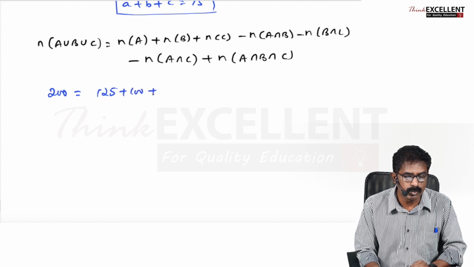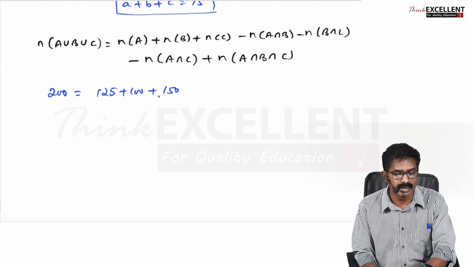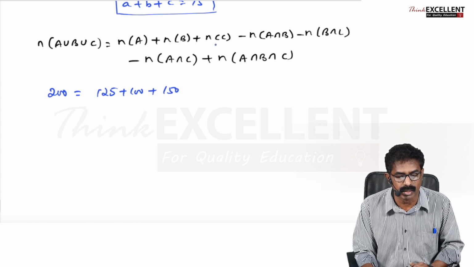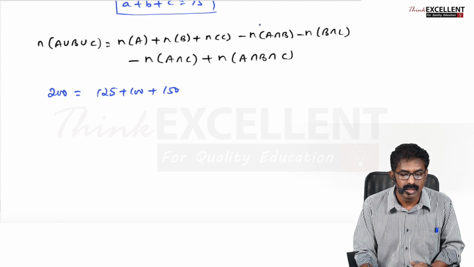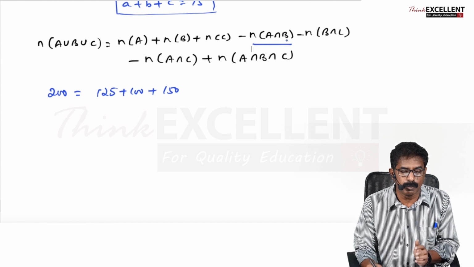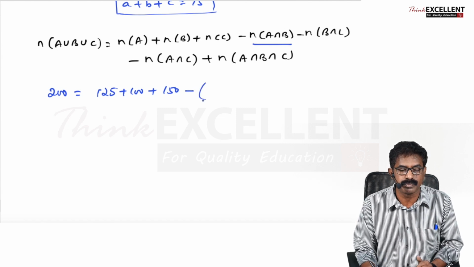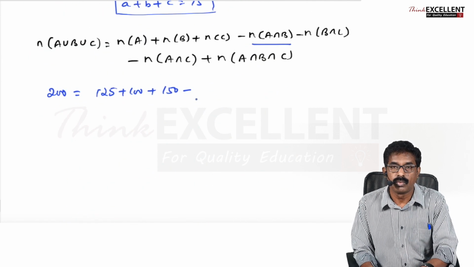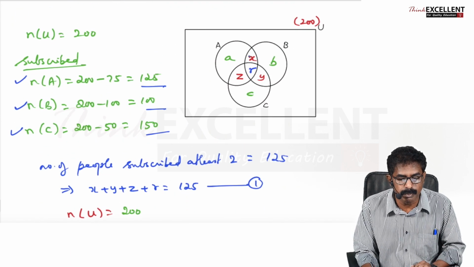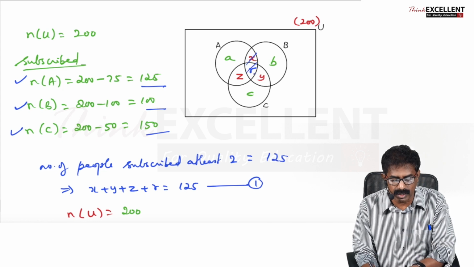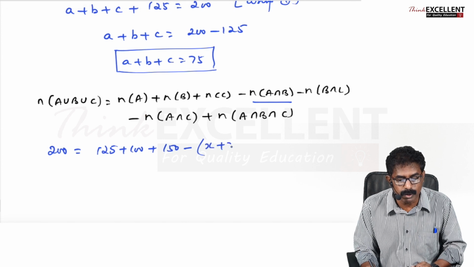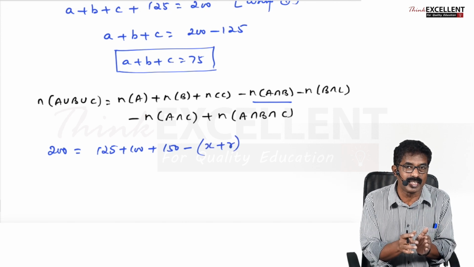So 125 plus 100 plus 150, N of A plus N of B plus N of C. Now please listen to the next one. First three we finished. Next, minus N of A intersection B. You find N of A intersection B, then you put a minus. A intersection B is this portion, right? What you have written there: X plus R. That you put in a bracket. Outside you have a minus sign. That minus is for both.